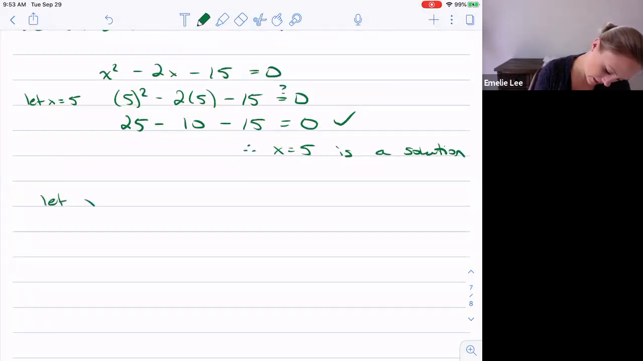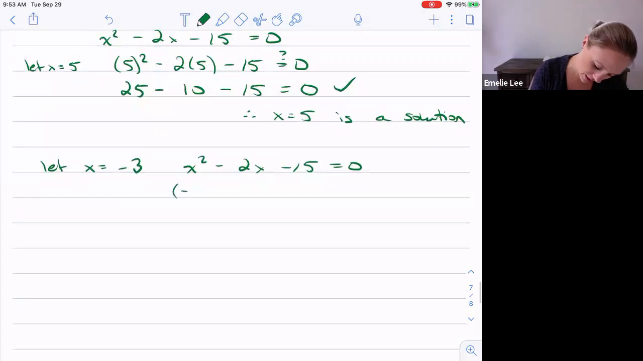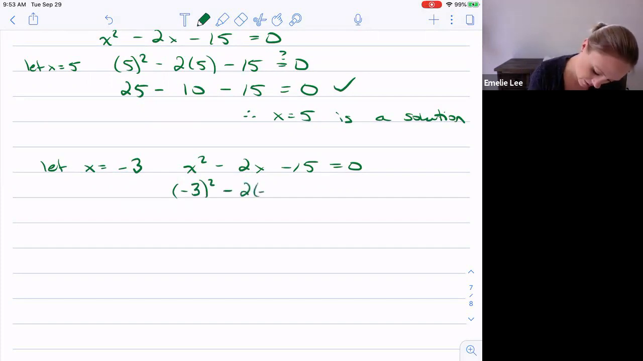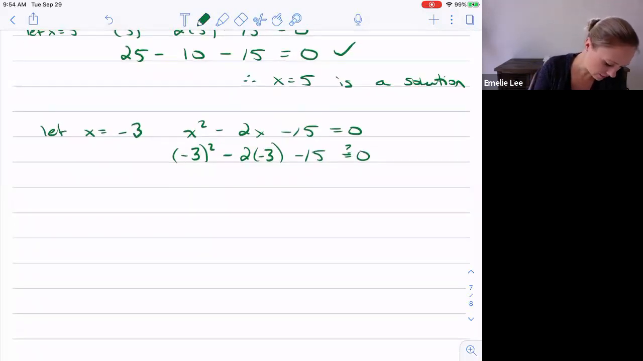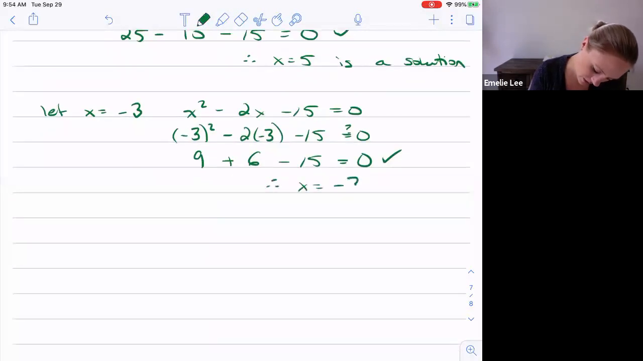How about if we let x be negative 3? If x is negative 3, then I'm into x squared minus 2x minus 15 equals 0. Well, I get negative 3 squared. Remember, it should give you a positive value. Minus 2 times negative 3 minus 15, does it equal 0? I'm just putting a little question mark up top because I'm just checking to see if it equals 0. It will equal 0, but we just want to make sure. So negative 3 squared is the same as 3 squared, so that's 9. Negative 2 times negative 3 puts me at plus 6 minus 15. 9 plus 6 minus 15 equals 0. Therefore, x equals negative 3 is a solution.